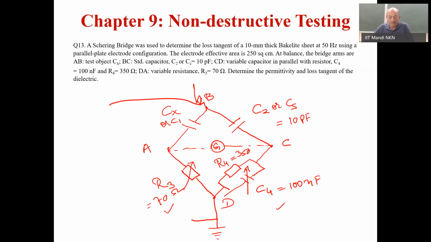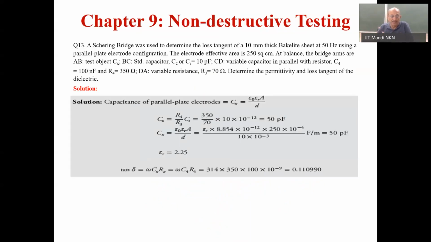We'll go to the next. You have to stop and see the solution when you have already solved, okay? The solution, as you can see here: in the question it is given, the test object is formed under the uniform field condition with solid dielectric in between. So for uniform field, once again, CX will work out to be epsilon naught epsilon R A by D.